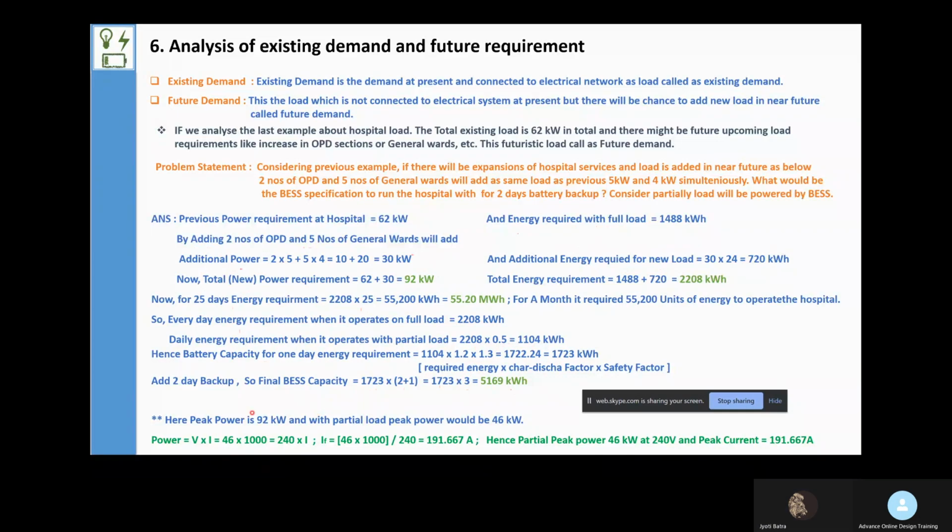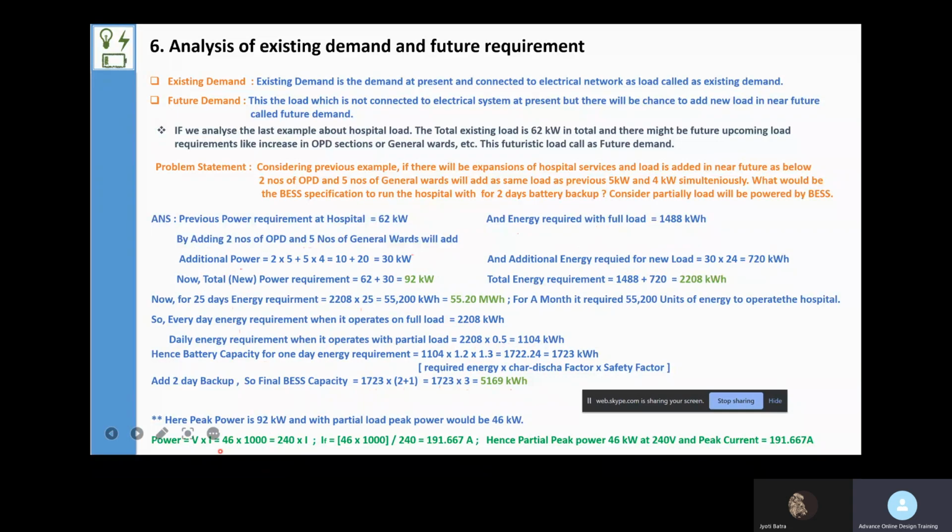Understood. Here the peak power is 92 with the full load. For the battery, the peak power is 46 because we are operating the partial load. But in general, the peak power is 92 kilowatt on the grid.